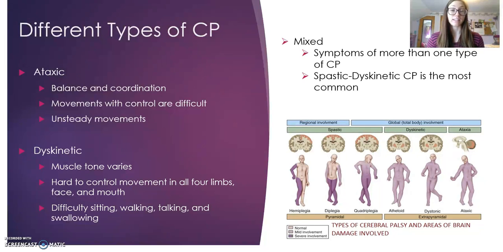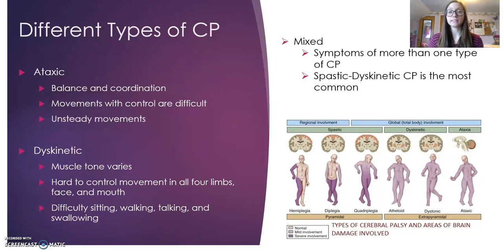And then there's dyskinetic CP, in which case muscle tone can vary from day to day or even within the same day. So an individual may wake up with very tight muscles and then later in the day they become a lot looser, or vice versa. And these individuals have difficulty with controlling movements in all 4 limbs, face and mouth, because these movements are uncontrollable. So activities such as sitting, walking, talking, and swallowing can be very difficult.